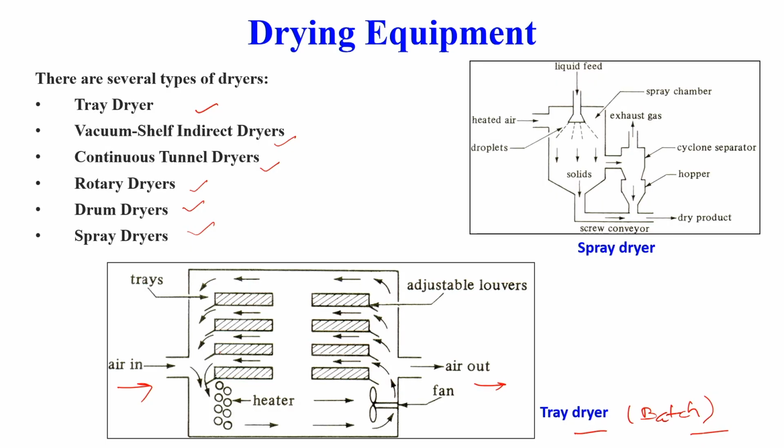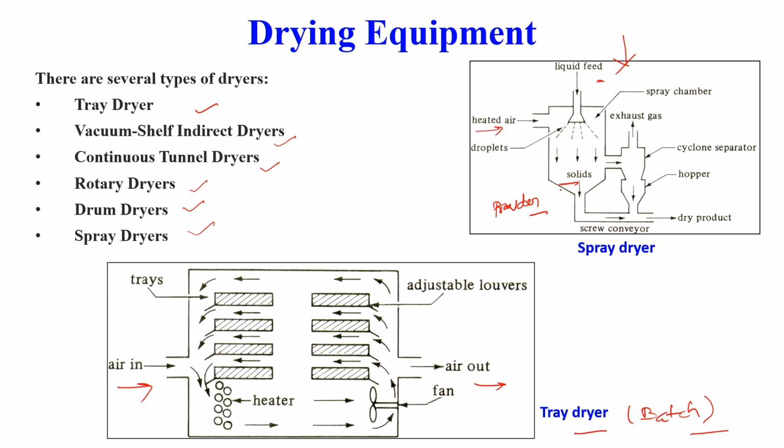But if you look at the spray dryer, you are feeding liquid feed, and typically it works under vacuum. This is the spray chamber and you are spraying, and of course you are passing heated air to maintain the temperature, and by the time it reaches down, this liquid feed is converted into solids, typically in the form of powder.